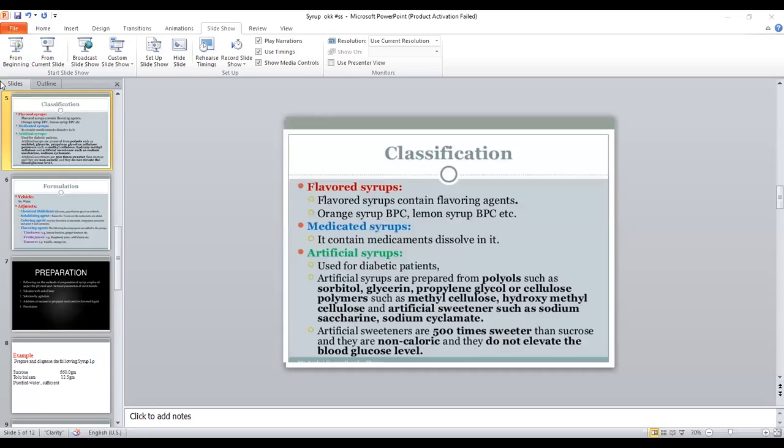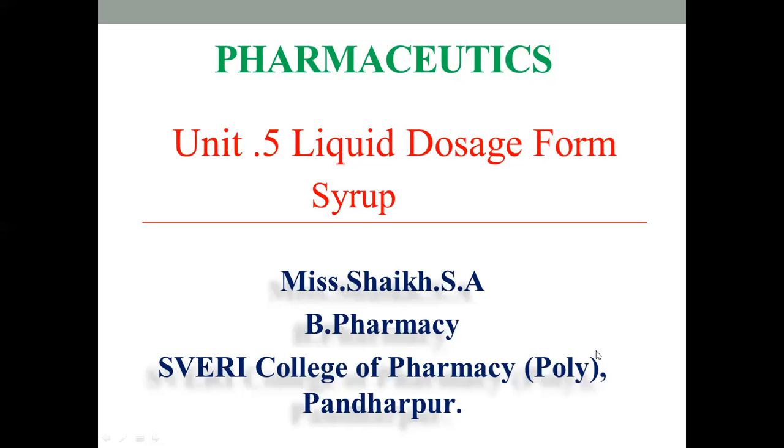So in today's lecture, we discuss firstly what is meant by syrup, what is the definition of syrup. ज्यांनी सिरप सांगितलं सांगा डेफिनेशन. Syrup is a sweet, viscous, concentrated, or nearly saturated aqueous solution of sucrose containing 66.7 weight by weight of sugar.